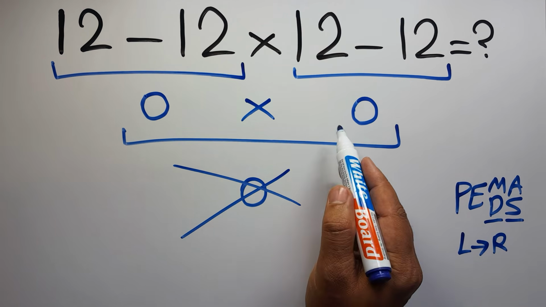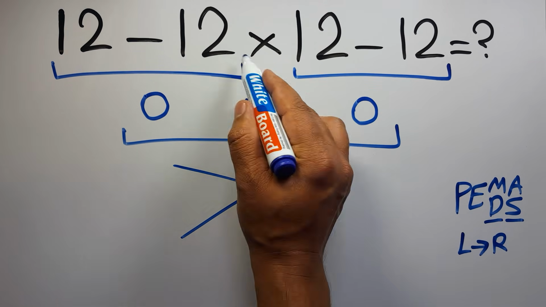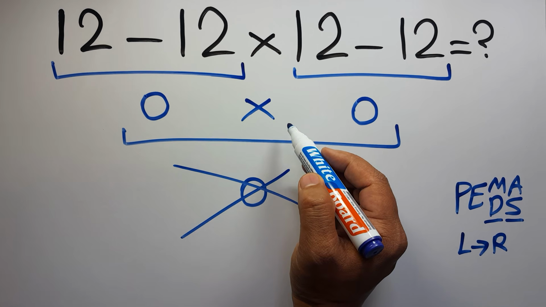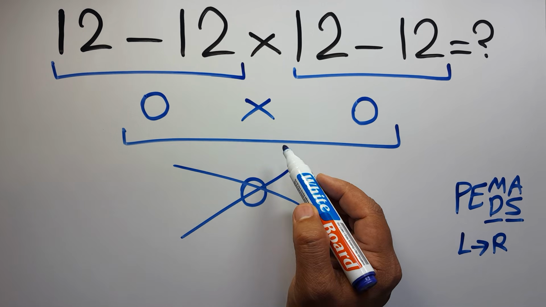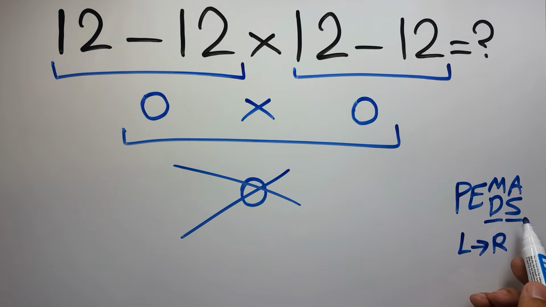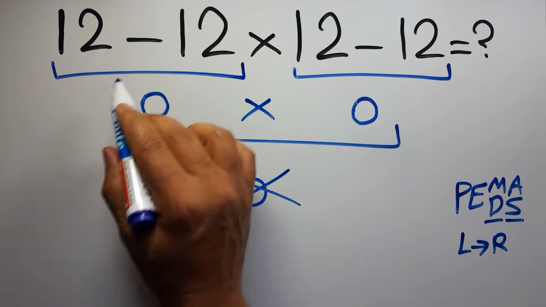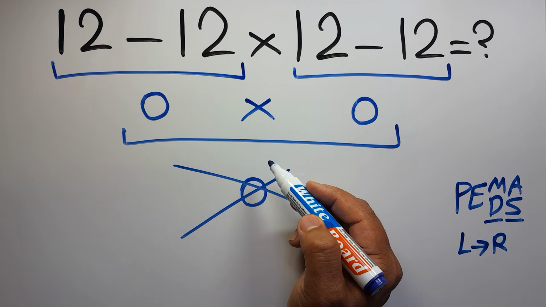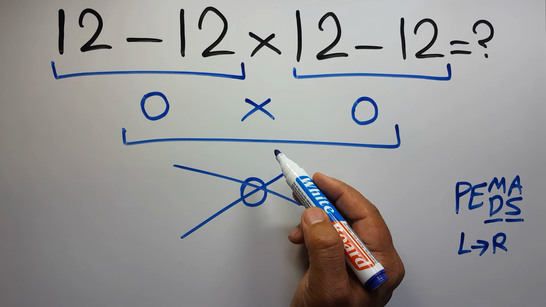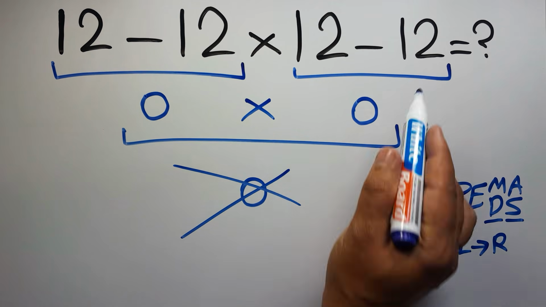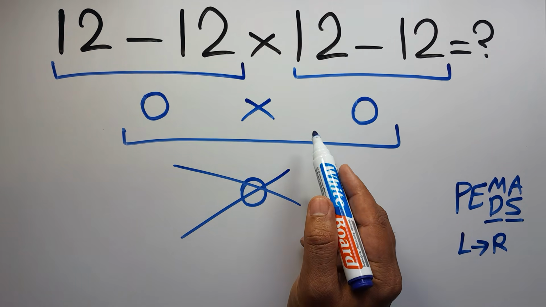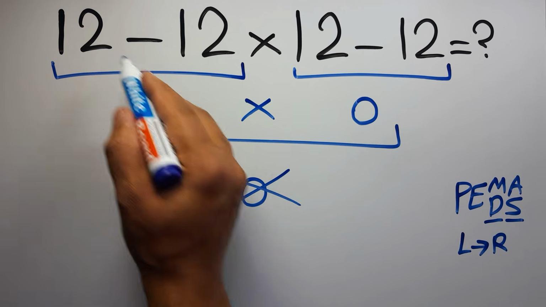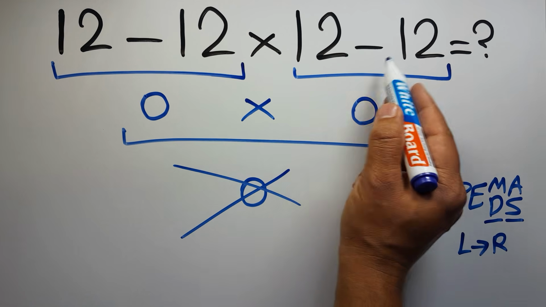In this expression, we have two subtractions and one multiplication. According to PEMDAS, multiplication has higher priority than subtraction because multiplication comes before subtraction. So here, first we have to do this multiplication. Okay, and when we have more than one subtraction in an expression, we have to work from left to right. So therefore, first we have to do this multiplication, then this subtraction, and finally this subtraction.